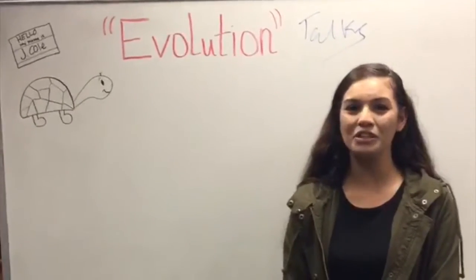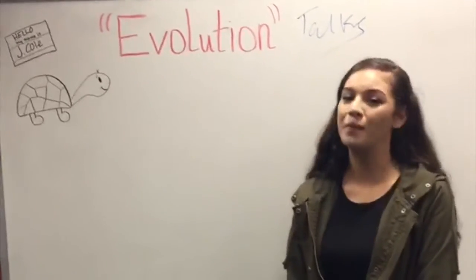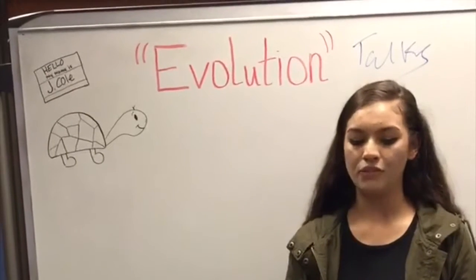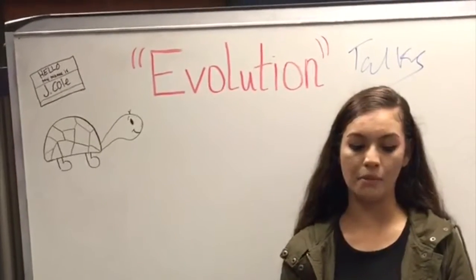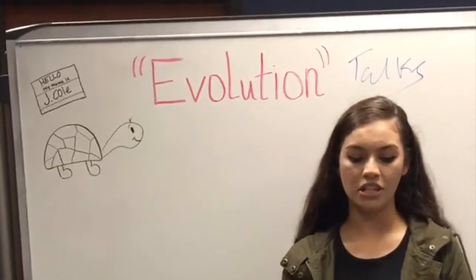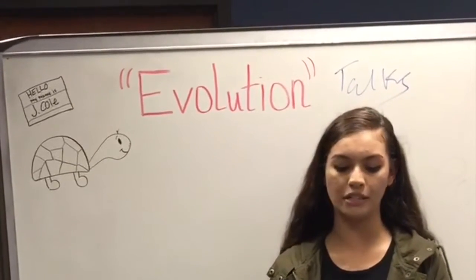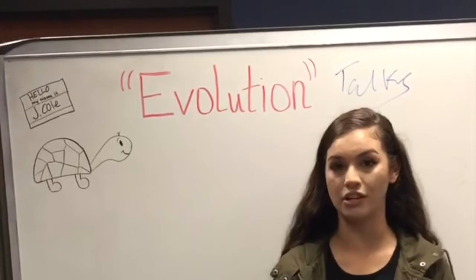Alright, so we heard some really great answers, but now I'm going to talk to you about the correct answers. Evolution refers to the cumulative changes that occur in a population over time. These changes are produced at the genetic level as organisms' genes mutate in different ways during reproduction and are passed to future generations.